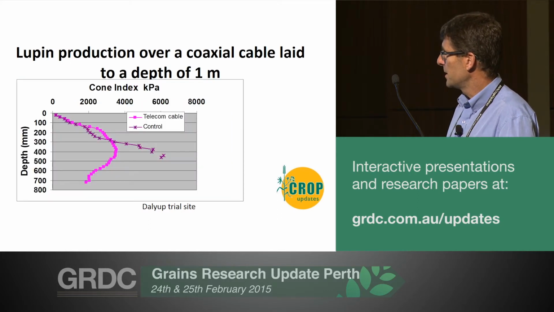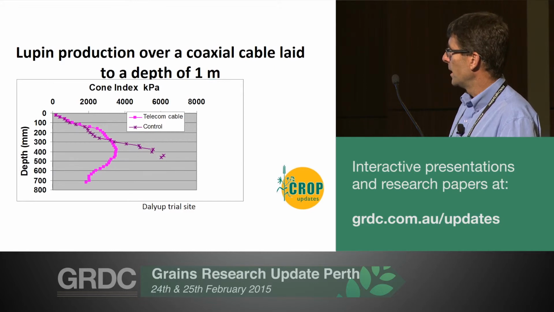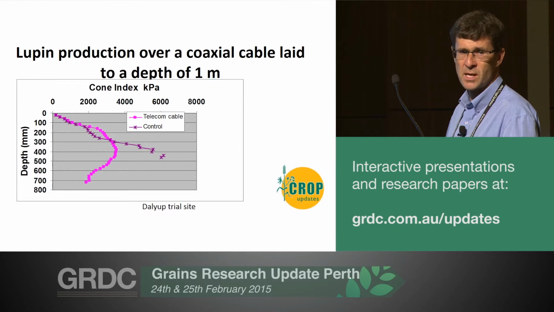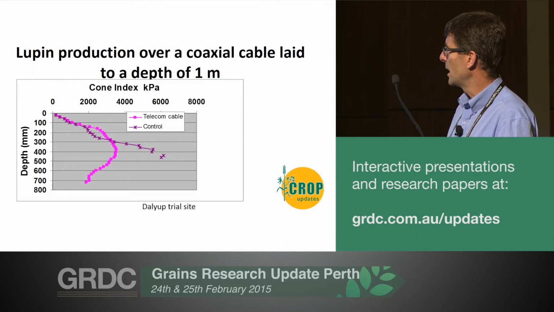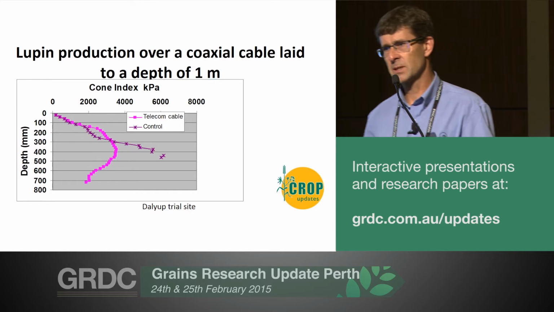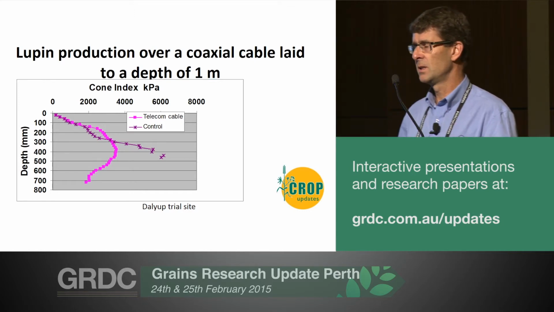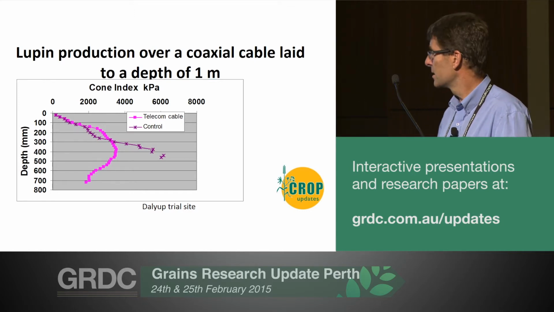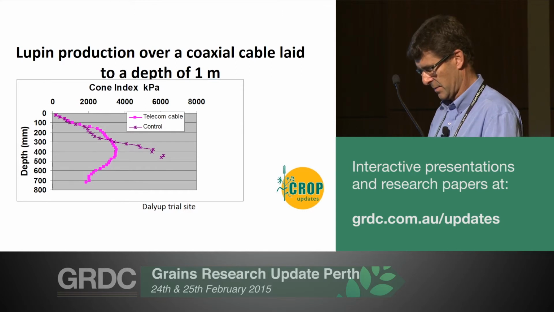We've got depth down here down to 700 millimetres, and then penetration resistance in kilopascals. And you can see here that really over the telecom cable, we were still around about that 2,000 kilopascals, which is ideal for root penetration. However, in the controls, we're almost getting up to about 6,000, which is well and truly beyond what any root system can actually penetrate through. So that gave us a bit of a hint that something was happening.